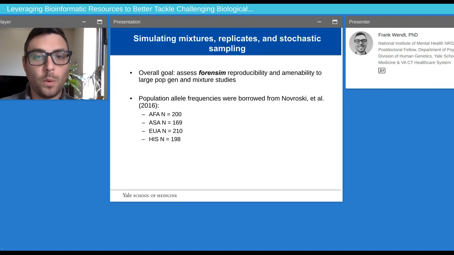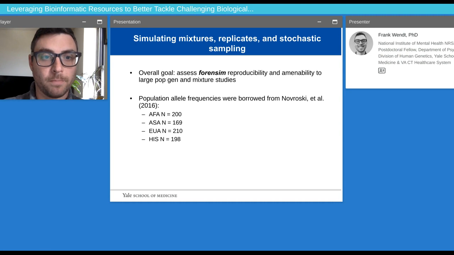So our overall goal was to assess the reproducibility and amenability of Forensim to large population genetic and mixture studies. We relied on the population allele frequency data from Novroski et al. in 2016, using African American, Asian American, European American, and Hispanic population groups, all of which have been genotyped for STRs in the Forensic DNA Signature Prep kit.